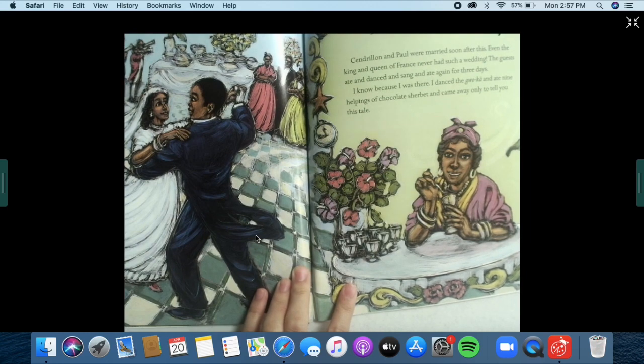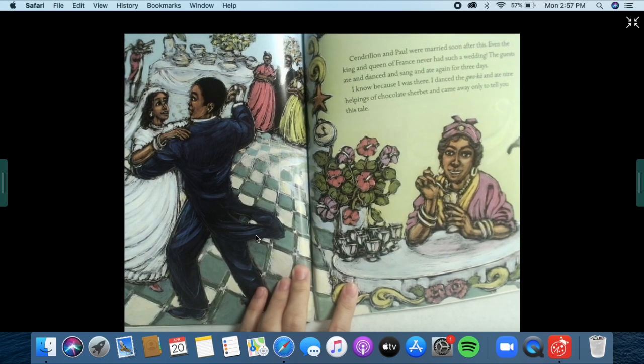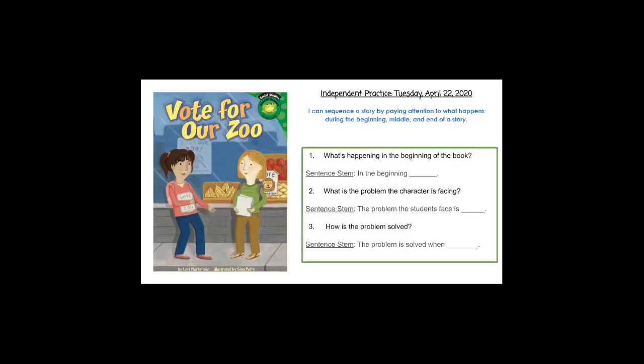Readers, were you able to see how the parts build upon one another? So for our independent practice for today, you are going to be reading Vote for Our Zoo by reading the attached PDF. You have 3 questions for today, and the first question says, what is happening in the beginning of the book? The second question says, what is a problem that the character is facing? And the third question says, how is the problem solved?